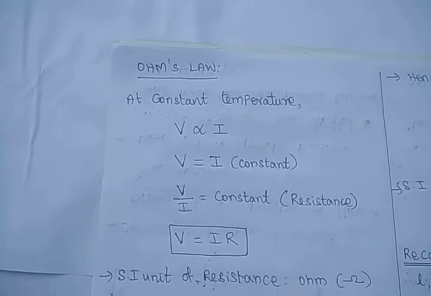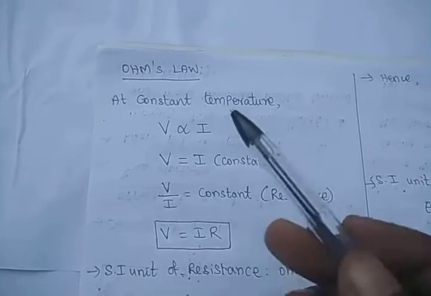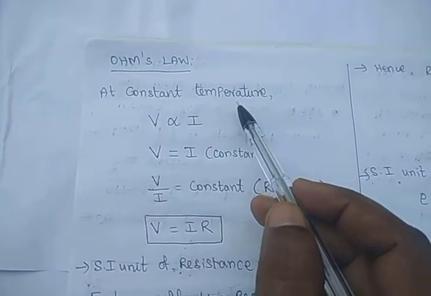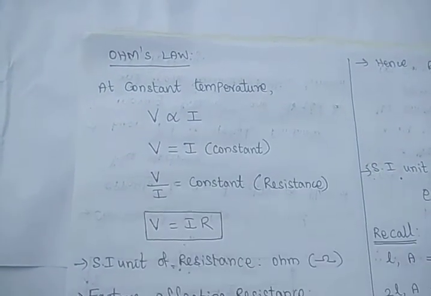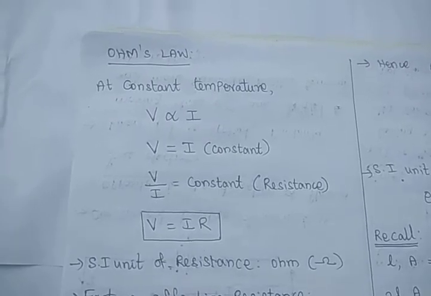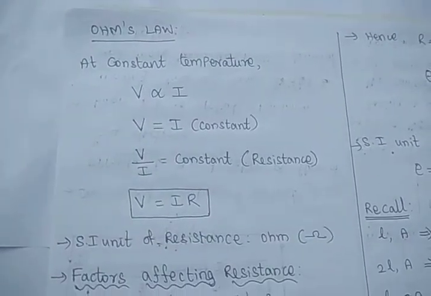Dear students, in this session, we are going to see about Ohm's law. So, at a constant temperature, the potential difference across the conductor is directly proportional to the current that flows through it. V is directly proportional to current I.